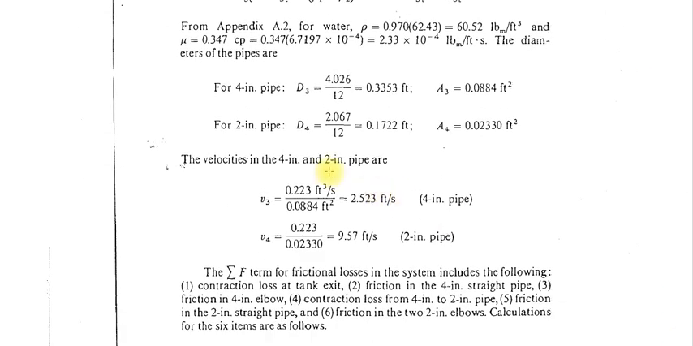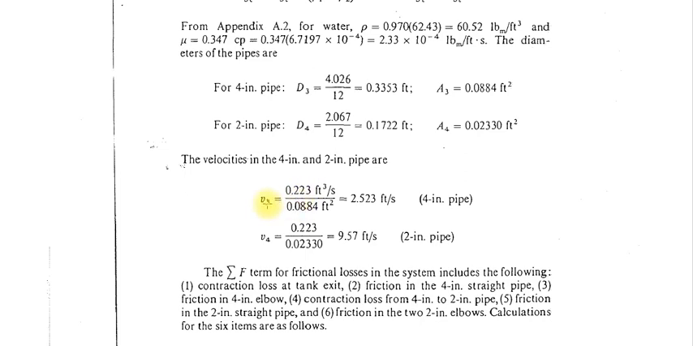So for the 4-inch pipe, for the large diameter pipe, this is the area. For the small diameter pipe, this is the area. Now divide by the volumetric flow rate, which is fixed because the fluid is non-compressible. So the volumetric flow rate Q will be fixed. Q is given as 0.223 feet cube per second.